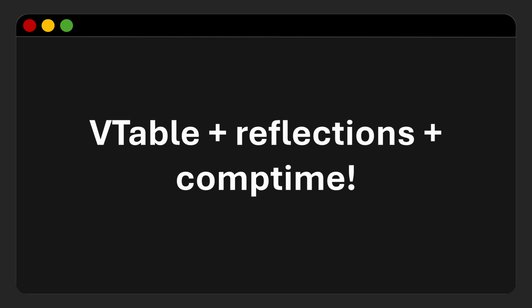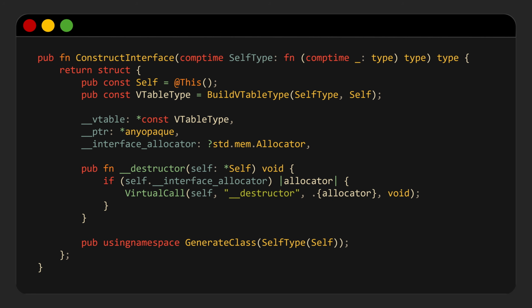If you're wondering how my OOP framework is implemented, let's walk through it, and you will see it's actually a pretty simple concept. I just combined three concepts. First is to use VTables for runtime dispatching. Second is to use reflections available in Zig language for Zig structs parsing. Then I combine these two things using Zig's most powerful tool, which is comptime. So starting from interface construction.